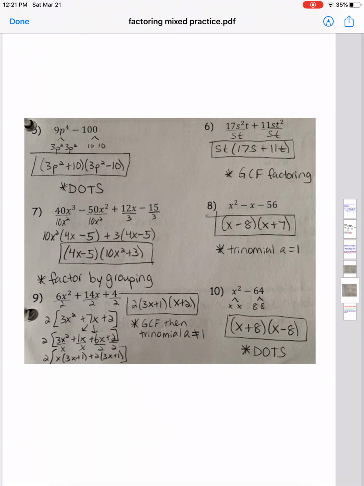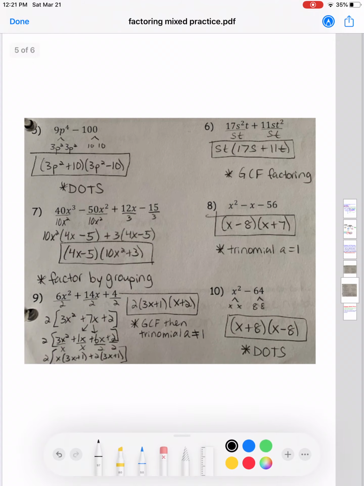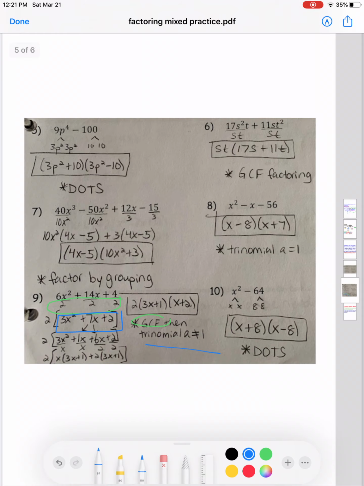So you'll notice of all these 10 problems, they were pretty straightforward, except for number 9. In number 9, you had to use 2 methods of factoring because you were first having to take out that GCF of 2. So that's GCF factoring. Then, once you took that out, you were left with a trinomial where A is not 1, and you use the AC method, split the middle term, and then factor by grouping. So notice in that method, you needed to use 2 different types of factoring.